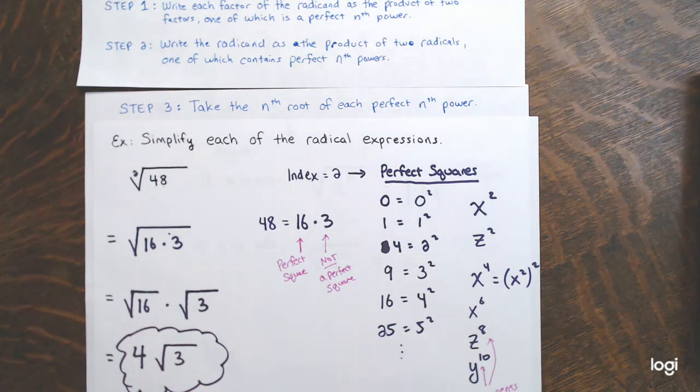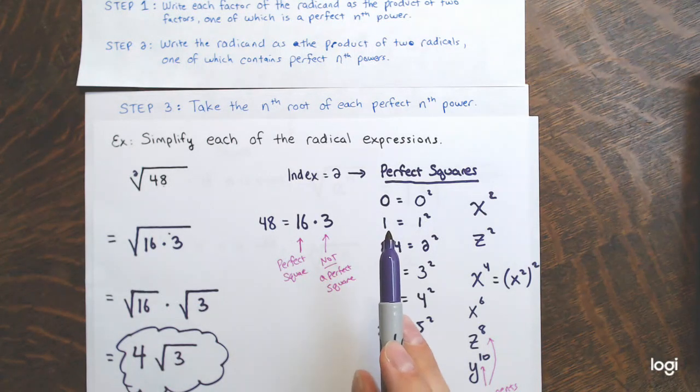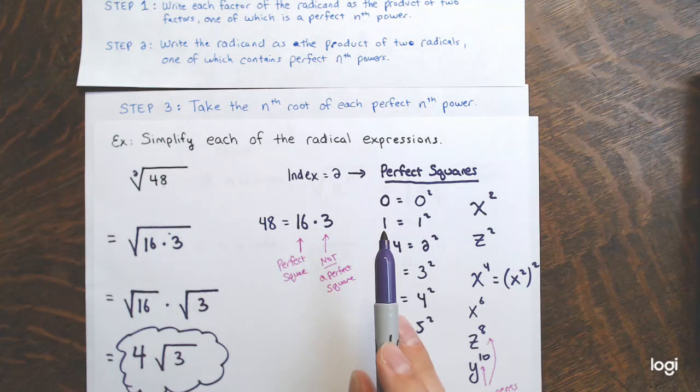And there you go. This is completely considered a simplified radical. Because the radicand now, right, here's the radical symbol. The radicand is 3. And the only perfect square that goes into 3 is 1. But that's not interesting, right?